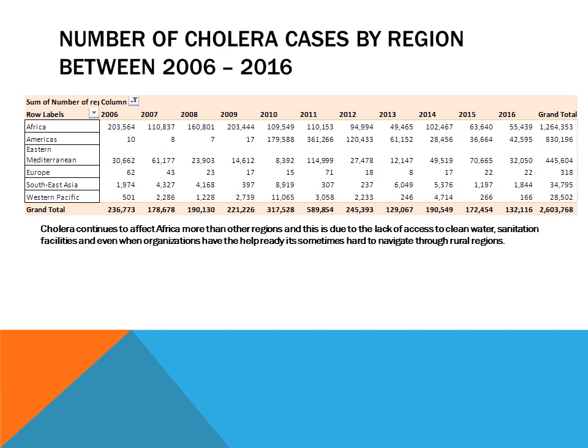In this table here, I will show you the number of cholera cases by region between the years 2006 and 2016. And as you can see, Africa has the most cases at 1.2 million. The next in line is the Americas at 830,000. And cholera continues to affect Africa now more than other regions.